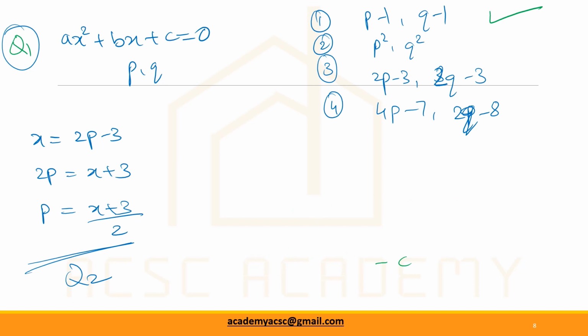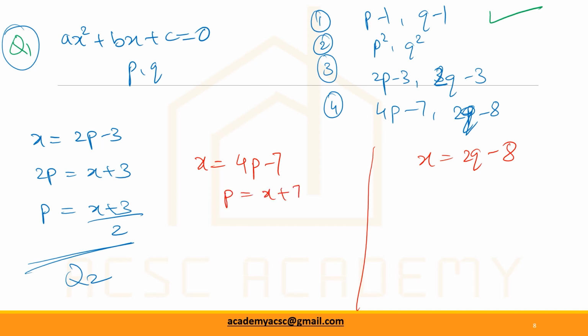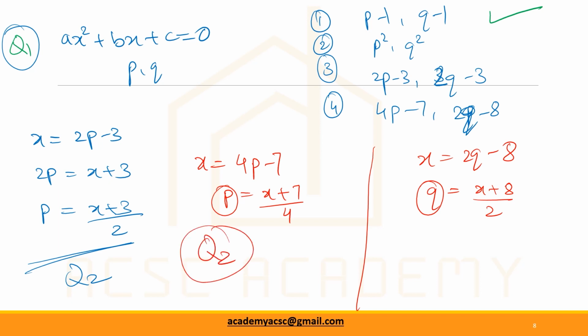Coming to the last example, we can write x equal to either 4p minus 7 or x equal to 2q minus 8. From this one we will get p equal to (x plus 7) by 4. From here we'll get q equal to (x plus 8) by 2. We'll substitute this p in q1. We will also substitute this q in q1, and as a result of this we will get two different potential answers for the new quadratic q2. But which of them will be correct, or if any, that also you will check.